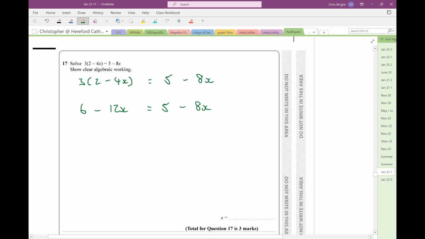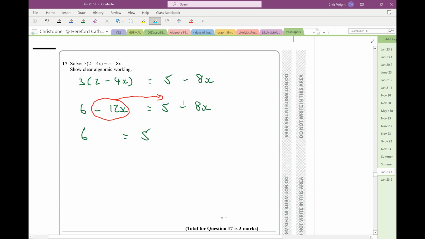Now, when I was doing this paper earlier on, I used float and ping, so I'll use float and ping again. I'm going to see which side has the fewest x's and float and ping them over to the other side. This is the side that has fewest x's because minus 12 is less than minus 8. So I'm going to float and ping those over there. So that's going to become plus 12x, isn't it? So I've got 6 equals 5.